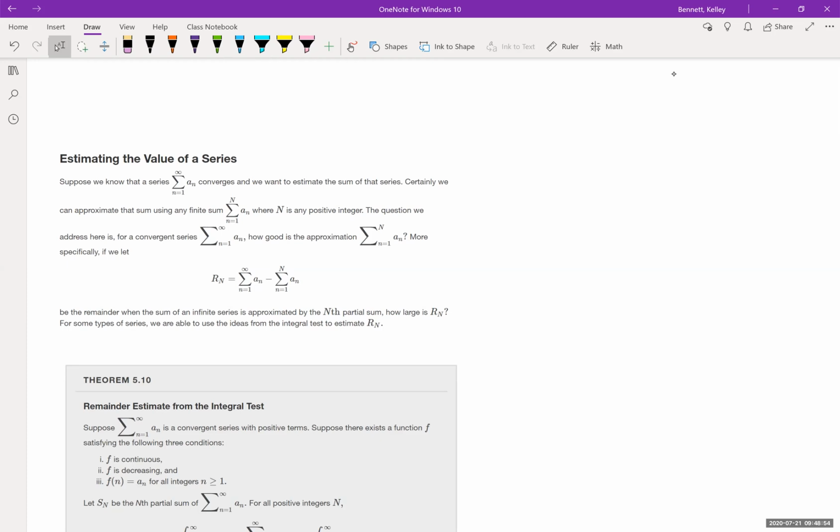Because it relies on the integral test, we still have to meet all those conditions where f is continuous, it's positive, it's decreasing, it matches the series, and then the series itself is full of positive terms.